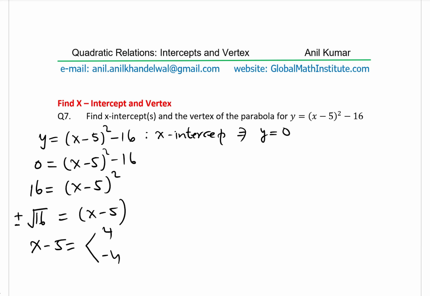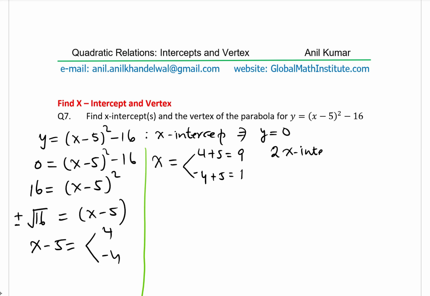So now I'll write those two values on the right hand side. So we have x equals 4 plus 5, which is 9, or minus 4 plus 5, which is 1. So we have two x-intercepts, right? These are at (1, 0) and (9, 0). Perfect. So that is our answer for the x-intercepts.